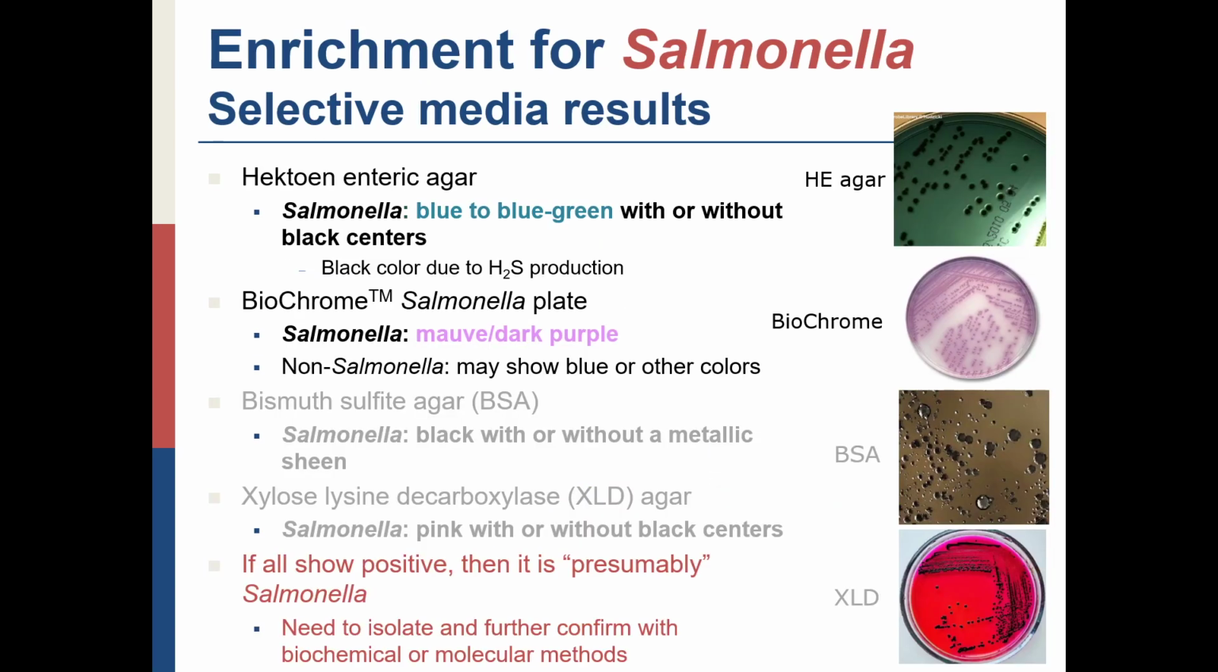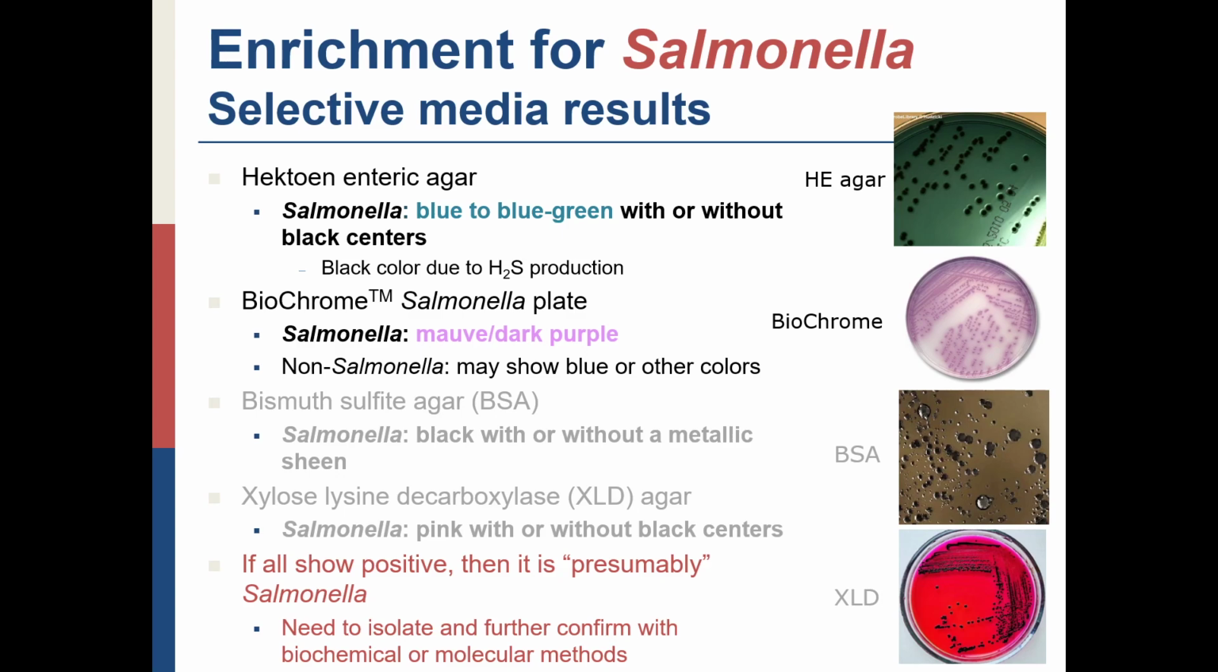So the next one is Salmonella. We're going to be using a Hektoen enteric agar, which is going to cause it to appear blue to blue-green, and then there is the chance that it could have black centers, and that's just due to the H2S production. And then we also have biochrome agar. Just like the E. coli, it's going to be a different color depending on whether it's Salmonella or not. If it's Salmonella, it's going to be mauve or dark purple. And if it's non-Salmonella, it may be blue or other colors.